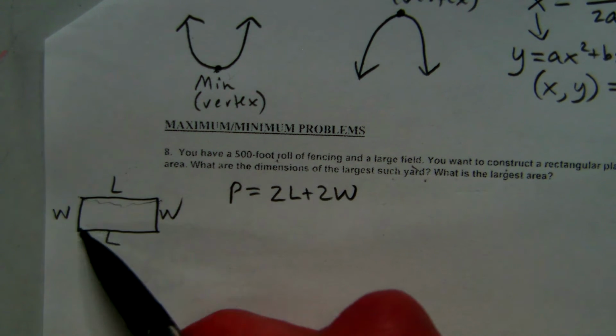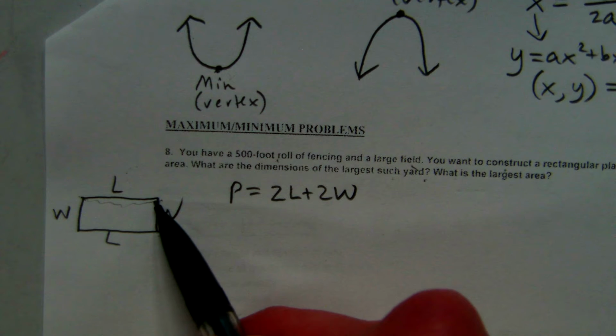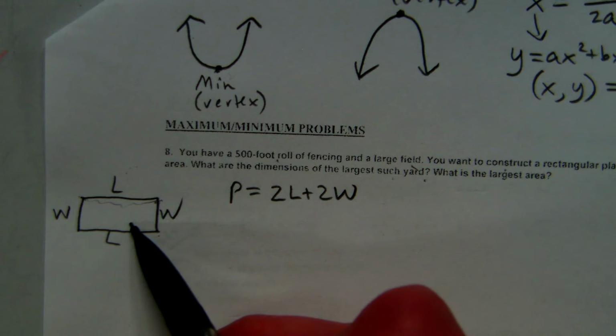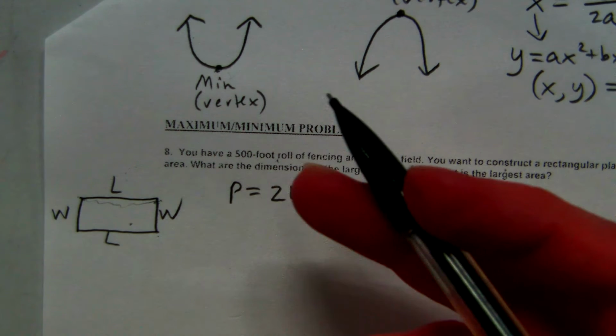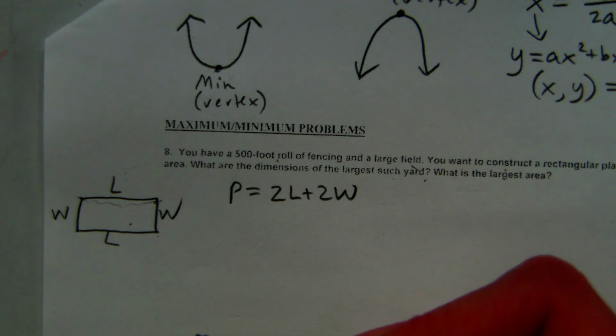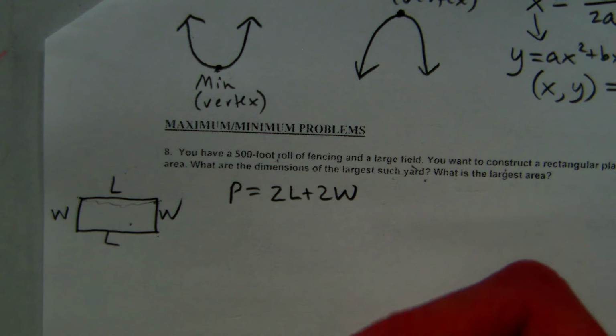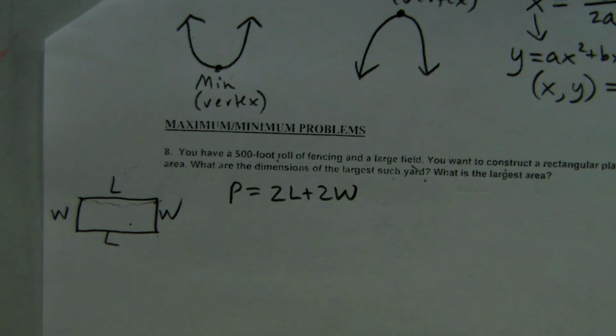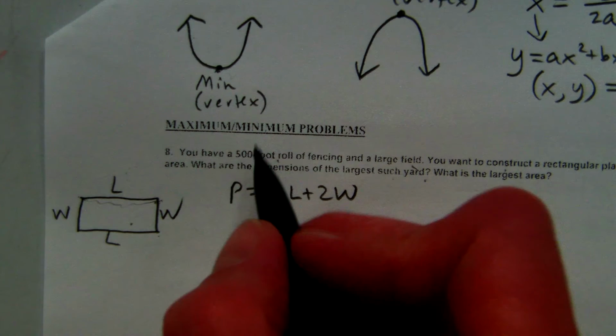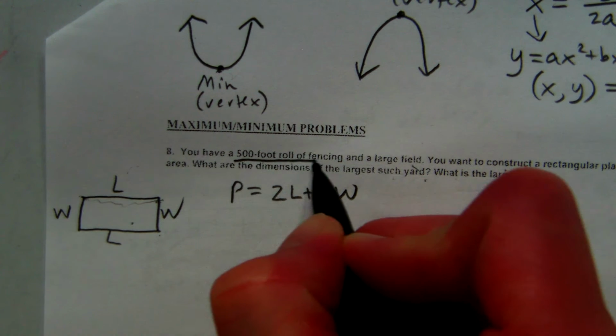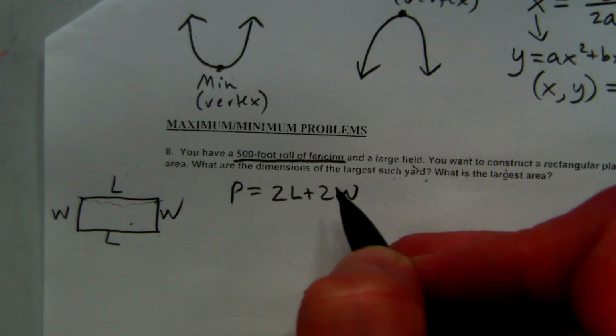It's going around the outside. That's how I know that that's perimeter, because you're not going to fence the middle of your yard. You're going to fence around the outside. It'd be kind of weird if you had fencing in the middle. Why is it asking for perimeter? Because we have a 500-foot roll of fencing that we're going to put around this.